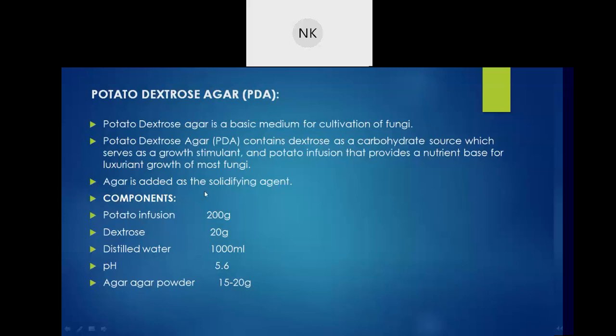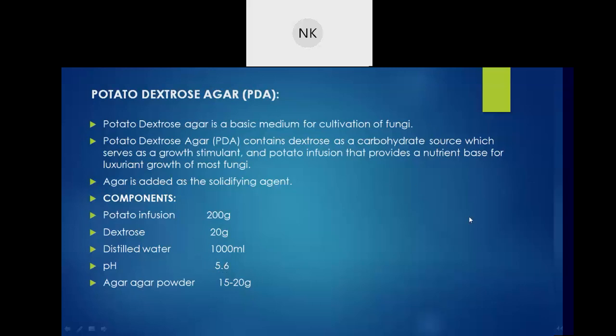So generally agar is added as a solidifying agent. And next, coming to the composition of potato dextrose agar, we have potato infusion, dextrose, and distilled water, and the pH of this PDA is similar to that of SDA, that is Sabouraud's dextrose agar, which is 5.6, because fungi and yeast prefer to grow at acidic pH, and we are adding a solidifying or gelling agent, that is agar powder.